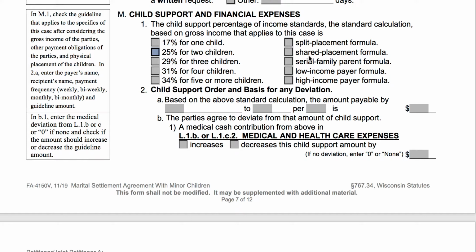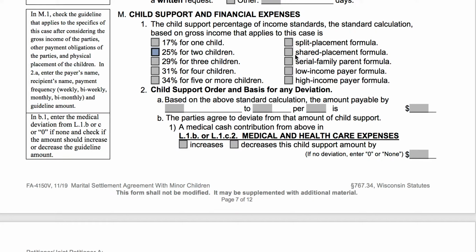It would be shared placement if I have 2 overnights every week. So if I have my child every weekend and my ex has them all through the week, that would be a shared placement schedule. Because if you take 2, the number of overnights I have in a week, times 52, the number of weeks in a year, you get 104. 104 is greater than 92, so that would be shared placement.